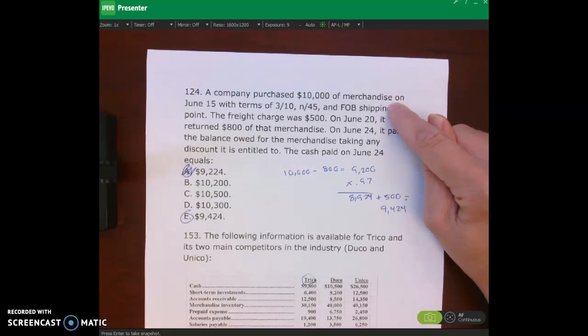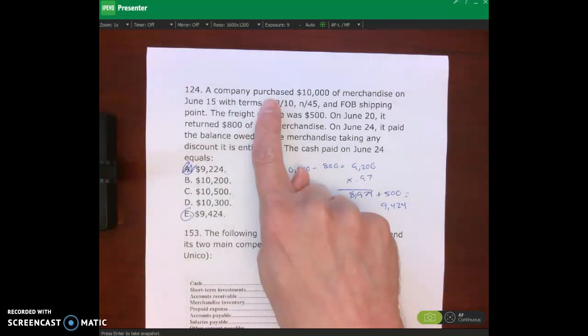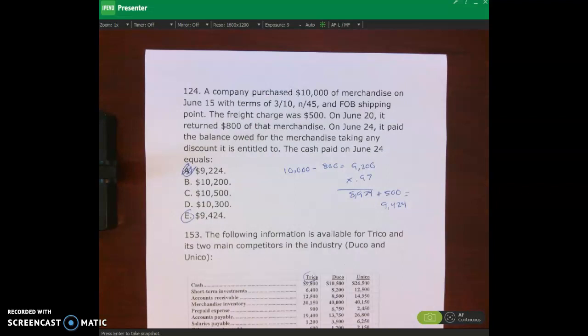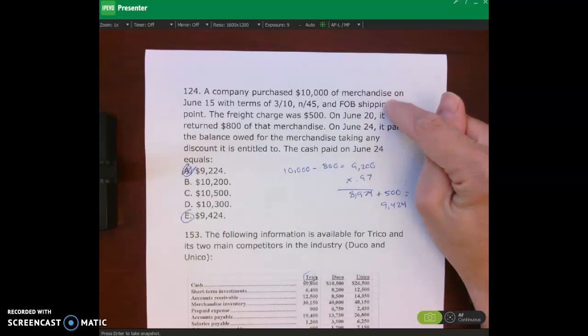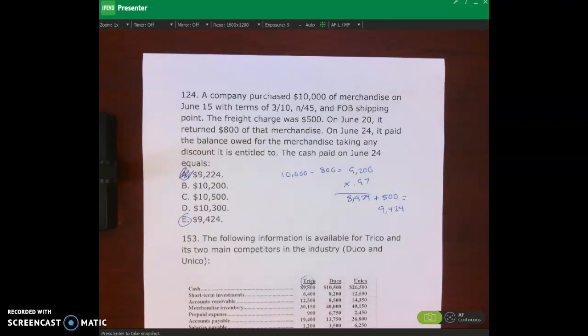Okay, FOB shipping. So these last two problems were purchase discounts. I know in some of the other lecture videos we were talking about sales discounts. This is not a sales discount problem. This is purchase discounts. How do we know? The company purchased. Okay, this is cueing you into saying it's a purchase discount problem. Plus the $500 freight charge, which is FOB shipping, which means the buyer has to pay. Okay, that's what that means by FOB shipping. So the amount of cash that we'd have to pay is the $9,424.